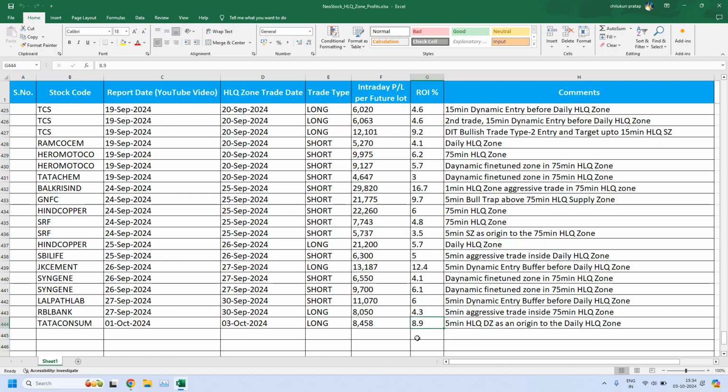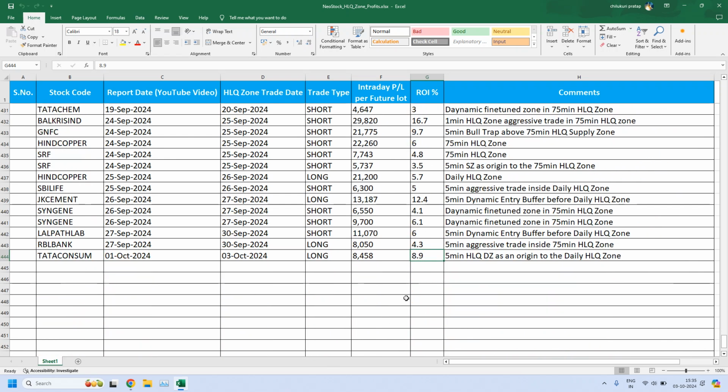And moreover, the ROI is 8.9%. Our average intraday ROI is 6% for high liquidity zones. In recent months, we have seen it slightly less, around 5%. In the last 1 or 2 months after the elections, market volatility is less. That's why the profitability is slightly reduced. But in the future, we will once again reach up to 6% or beyond. Today is one such day.